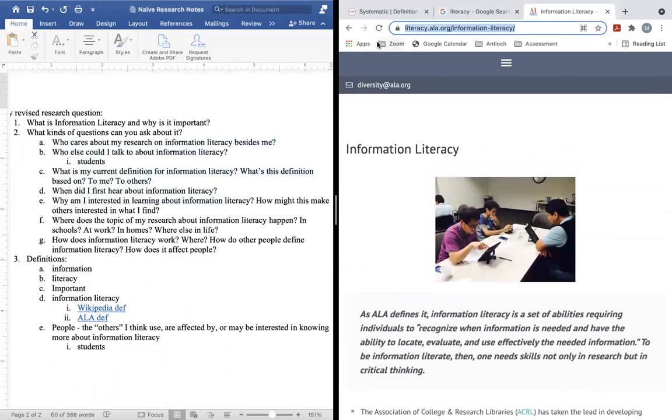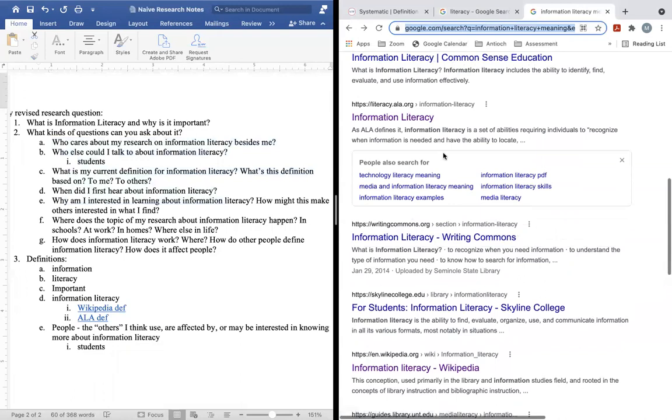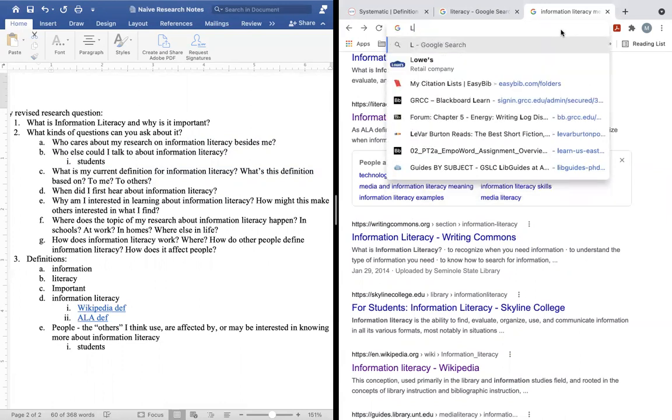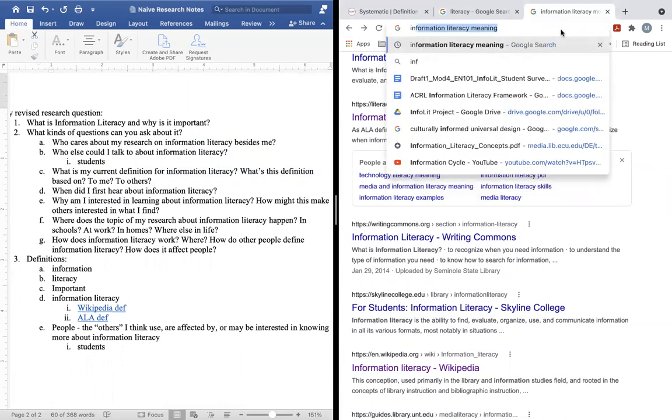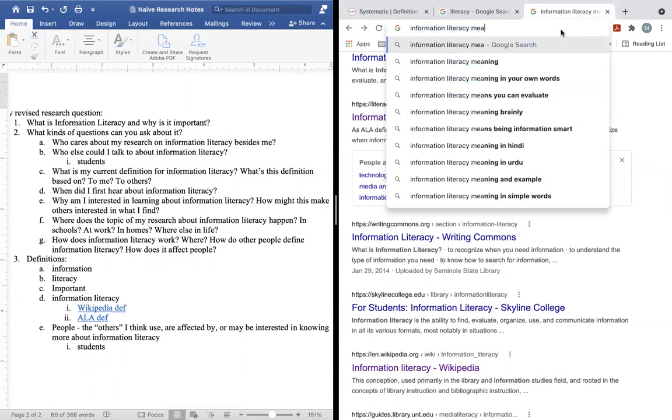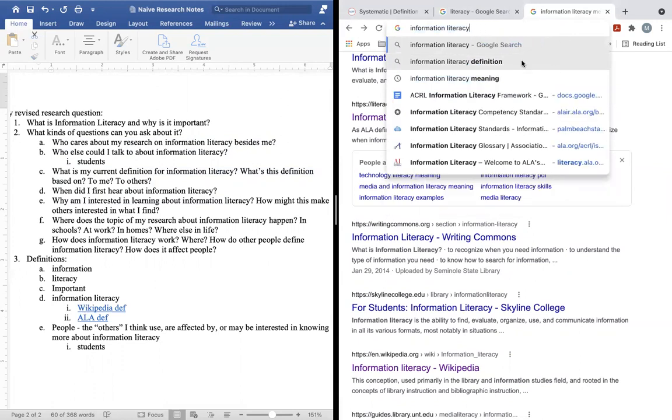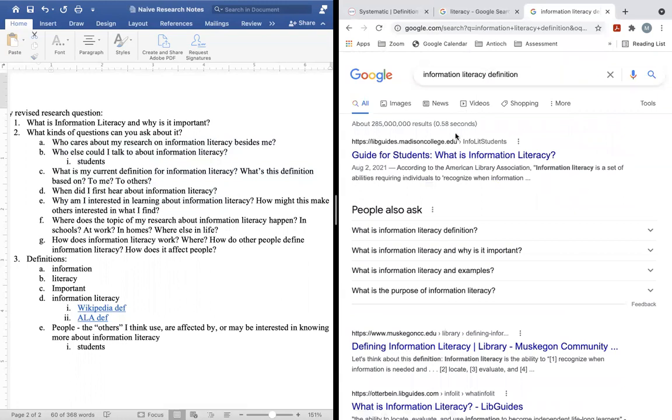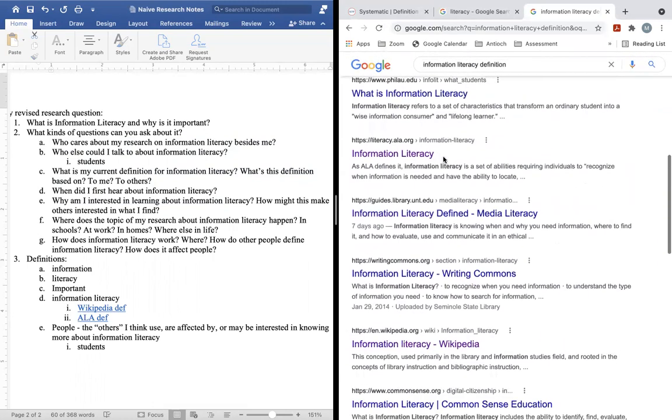Remember that whole list of different endings for information literacy? Then I can go back and look at some of those things. So if I do information literacy meaning, let's see if I do this definition. I saw that one earlier, but I didn't record it. But maybe I do want to think about it in terms of students.